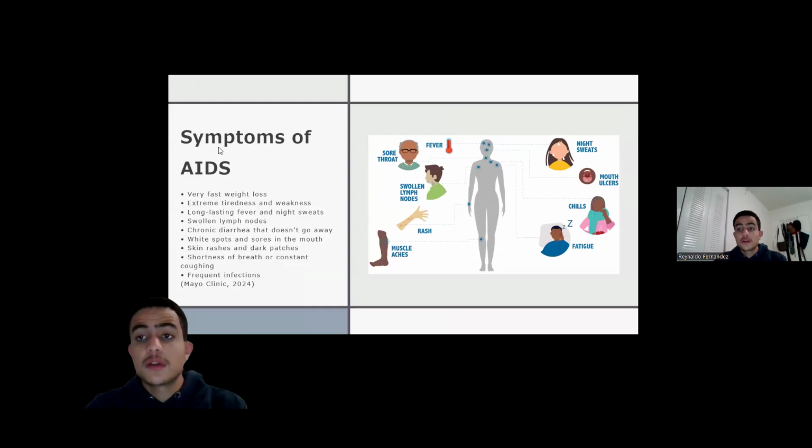Then some symptoms of AIDS: very fast weight loss. This is because at some point the cells start deteriorating and dying, and then we start losing body mass as a result of AIDS. And then we also have extreme tiredness and weakness, mostly in the muscles and joints, which is a very common symptom. Then we have long-lasting fever and night sweats.